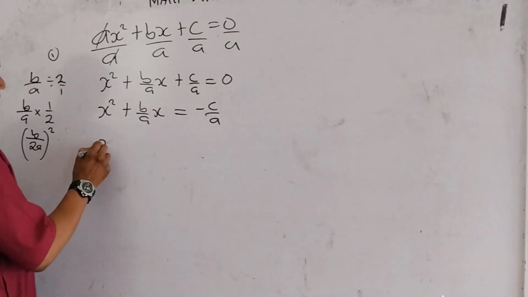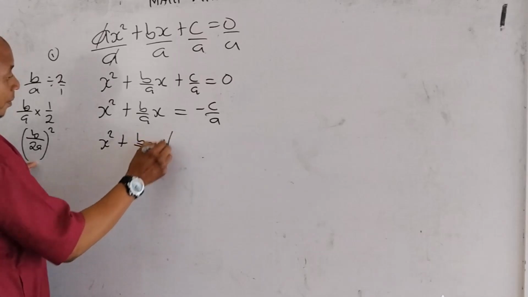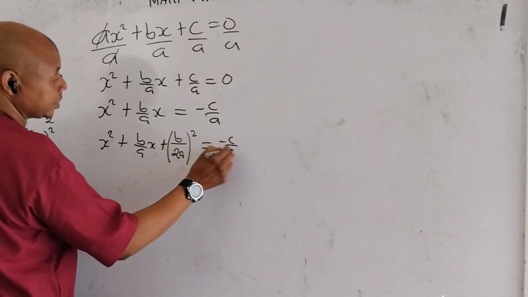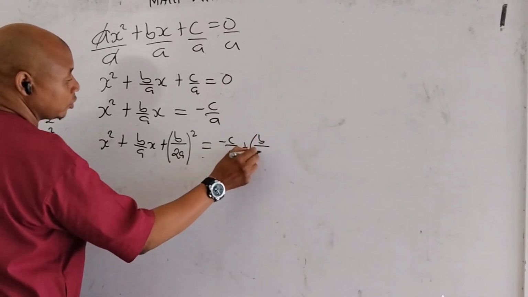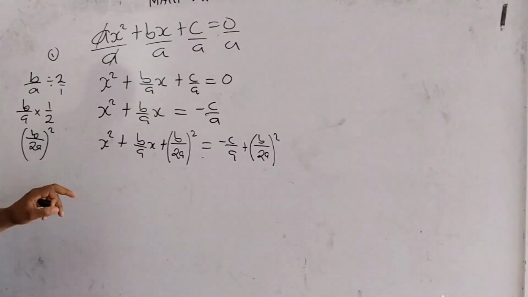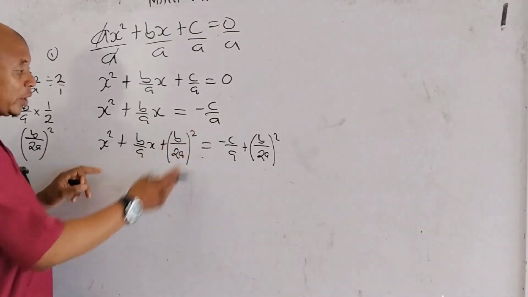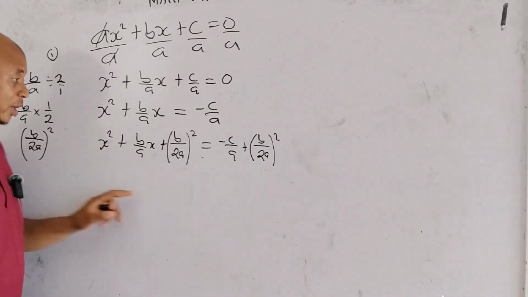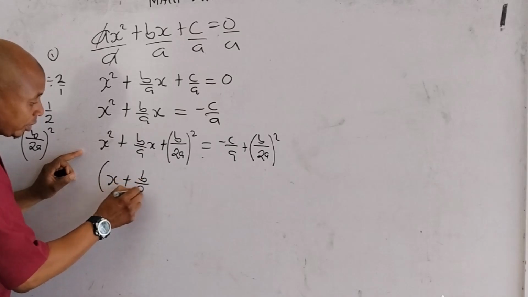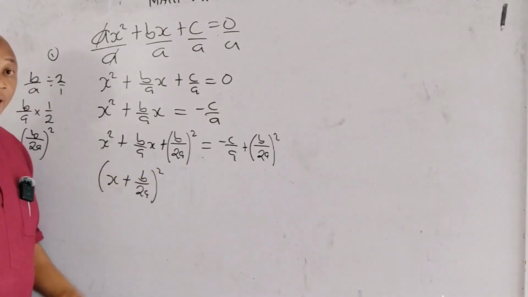So now when adding, I will have x squared plus b over a x plus this value, b over 2a all squared, is equal to minus c over a plus b over 2a all squared. So from here we simplify. We know that the difference of two squared, when we add this and this, square it, we are going to have these functions. So I'm going to take x plus this value b over 2a all squared. So when I open this bracket, I'm going to have this as the difference of two squared.